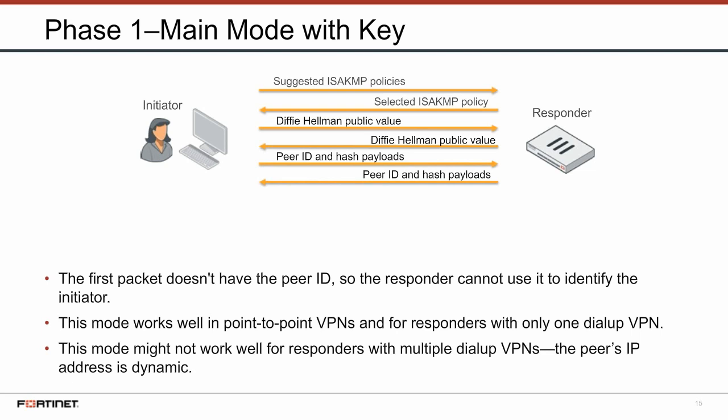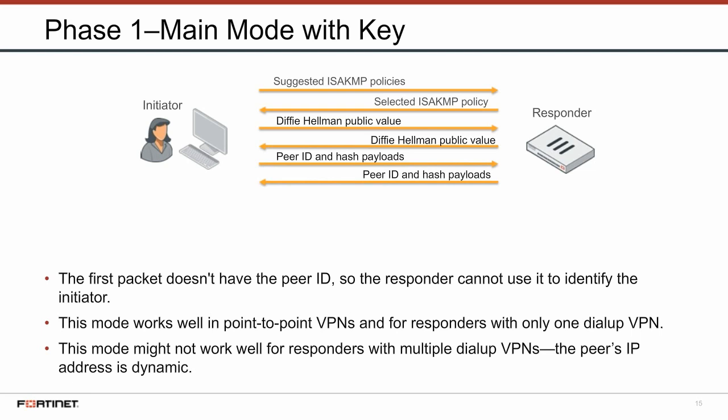In main mode, the responder cannot identify the initiator by its peer ID. This is because the first packet does not contain the peer ID. So the source IP address is used as one of the criteria for identifying the peer. This method works well for site-to-site VPNs, point-to-point VPNs, because the responder knows the IP address of each peer. So the responder is aware of which security policies to propose for each case.